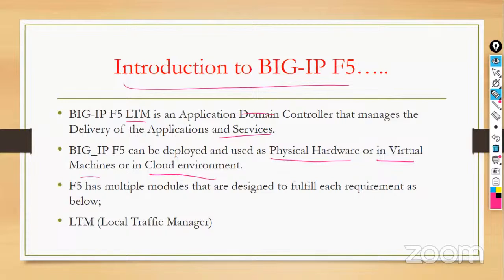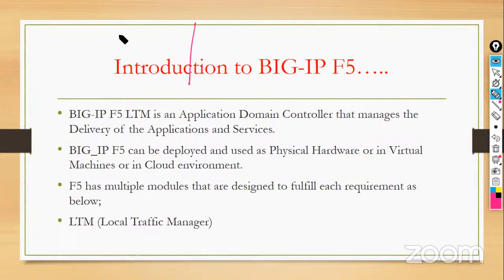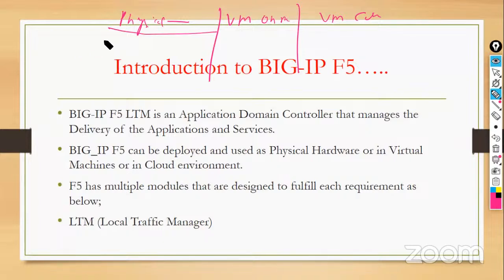So for example, if we talk about physical, and here we have virtual on premises, and here virtual on cloud, right? For physical, you just need to order your box from F5, saying okay, I need to purchase this box, right? And you will receive one box, which will be your physical box.